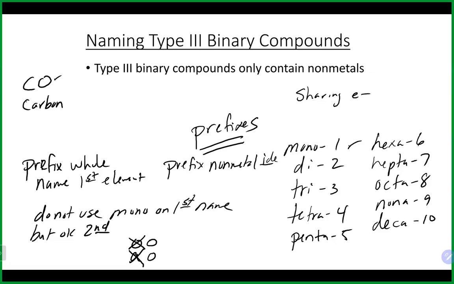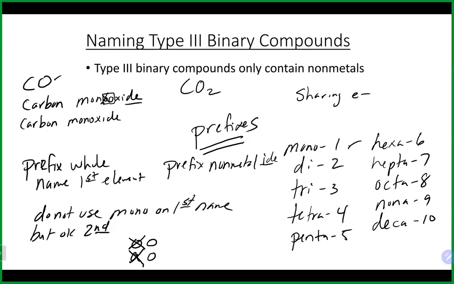How many oxygens do I have? 1. Prefix is mono. Can I use it on the second name? I can, so that's okay. So I'm going to use mono, and then the second guy gets the IDE here. I now see what I was talking about a second ago. I ended up with 2 O's that backed up to each other. So here we don't call it monooxide, right? We call it carbon monoxide, right? So we get rid of the first O, and the proper name would be carbon monoxide, right? And that would be different than if I had CO2.